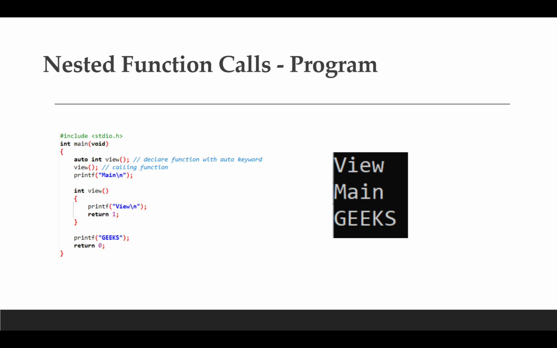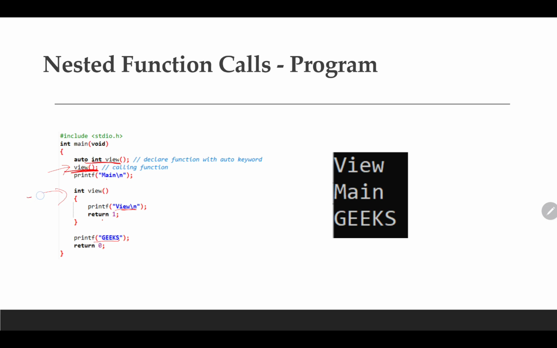So this is one type of code. Here we are declaring the function with the auto keyword, and we are calling the function view here and printing. When you call the function view, it will go to the function definition, print view and return. After that, it will print the G here. First we declare int view, then we call the view function.